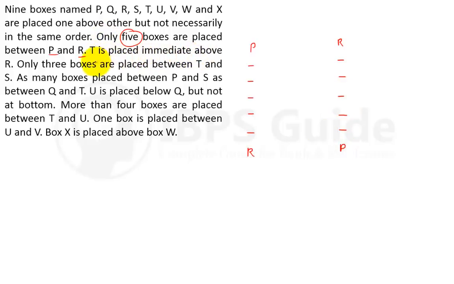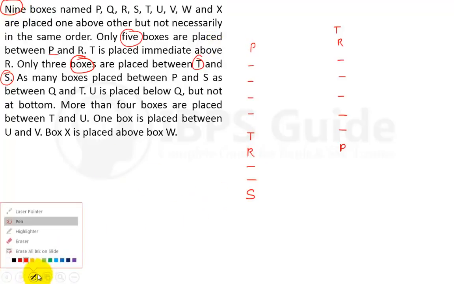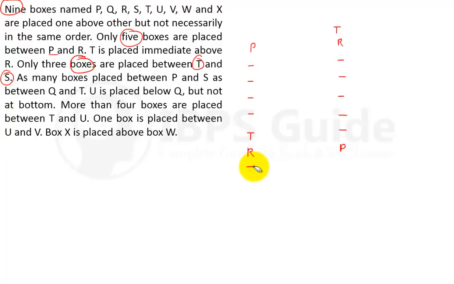Now read further. T is placed immediately above R. R is here, T is placed at this position. And only 3 boxes are placed between T and S. Now T is here, and 3 boxes between T and S. If you place 3 boxes, T is here, 1, 2, 3 boxes, and S is here. But now count the number of boxes: 1, 2, 3, 4, 5, 6, 7, 8, 9, 10. But here there are only 9 boxes. So this condition is false in this situation, so just rub it.